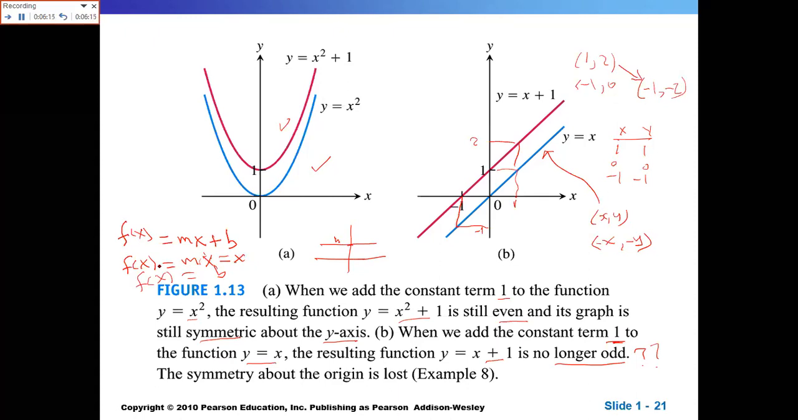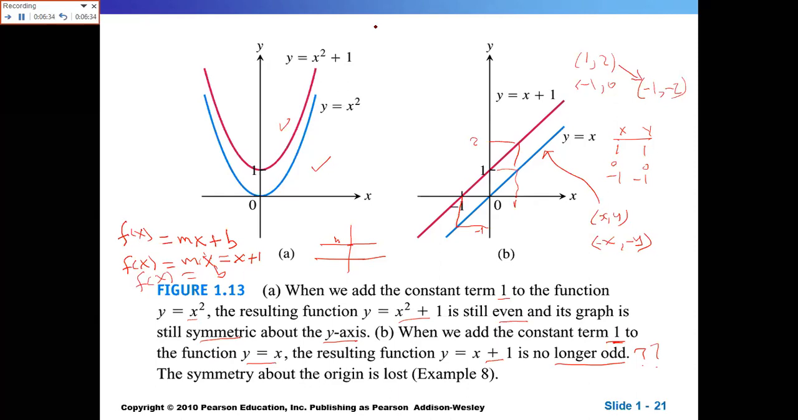Yes, it's going to be odd. This one, mx, is going to be odd, right? But what if I added 1 to it? It's not going to be odd anymore. Let's prove it. Let's prove it's not odd anymore. Okay? I'm going to go ahead and do this.